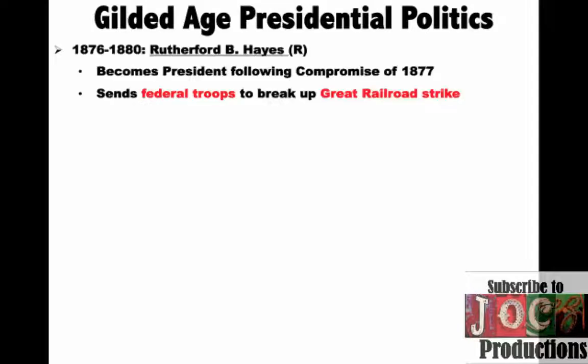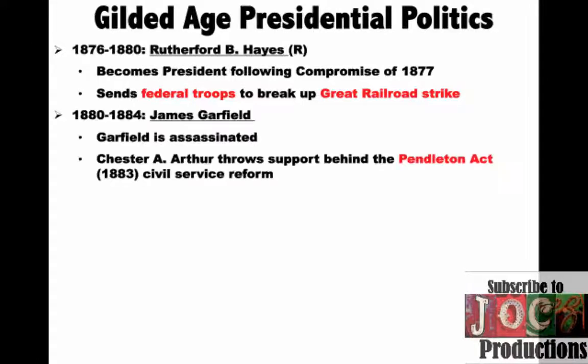A couple key things to keep in mind. Rutherford B. Hayes is the guy who gets elected in the disputed election, and the Compromise of 1877 settles that. He does send federal troops to break up the Great Railroad Strike, sending in the federal troops to break up a labor union, and we'll learn a little bit more about that in another video.